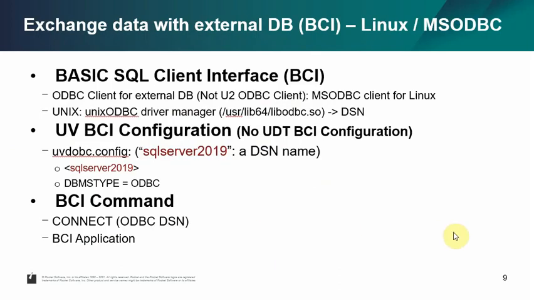So I was using BCI, you see the external interface. On Unix, it's a little bit different. The main thing is called the Unix ODBC Driver Manager, which finds your ODBC DSN. For my demo, I'm using SQL Server 2019. It will connect to one of my sample SQL Server databases installed on SQL Server 2019. So this is the application you can connect.